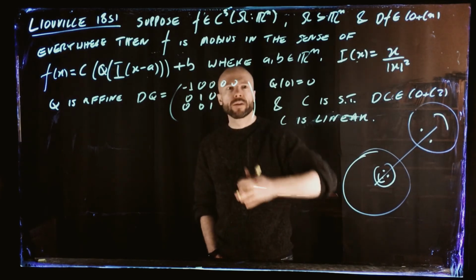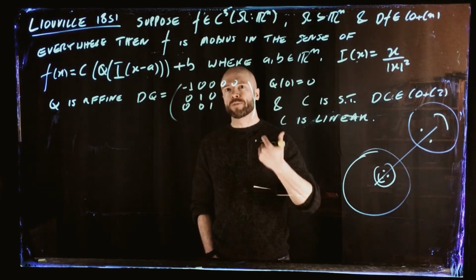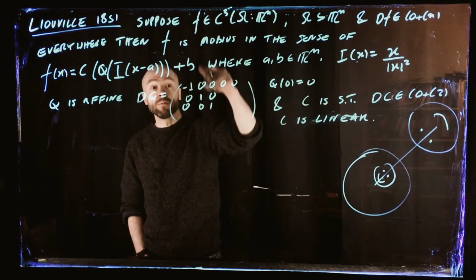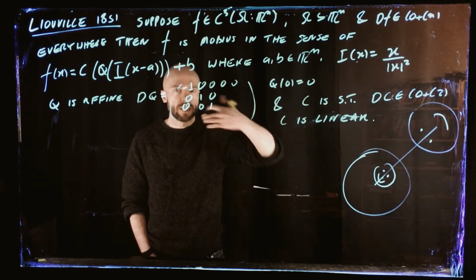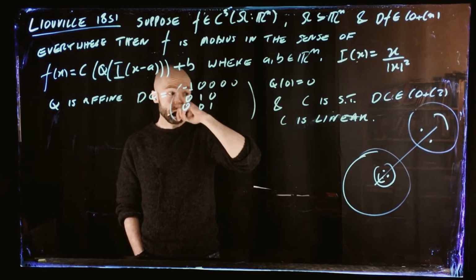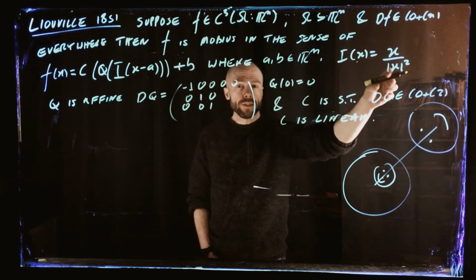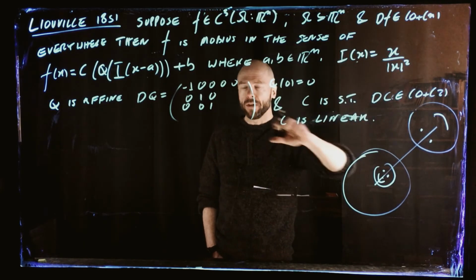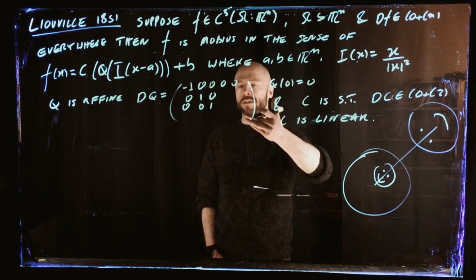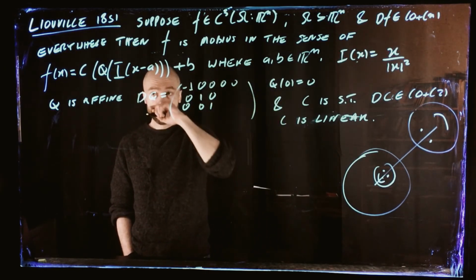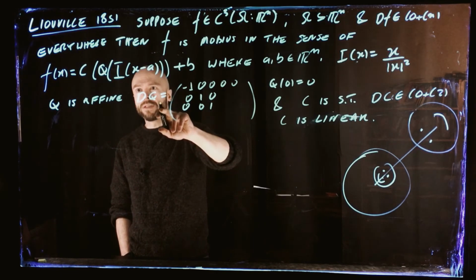It's reversing orientation. But conformal mappings preserve orientation. So after we compose with this inversion in the sphere, we compose with another reflection so that we get the correct orientation back. The determinant of this guy at any point will be negative because it's reflecting. This thing also has negative determinant. So the composition of these will have positive determinant. So that's the point of this Q.